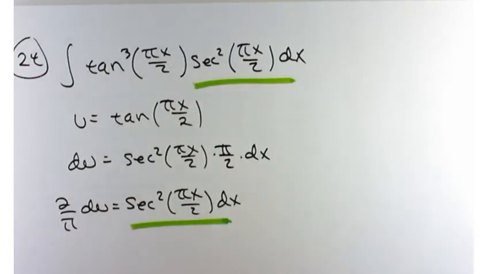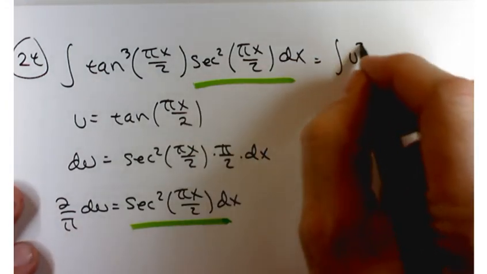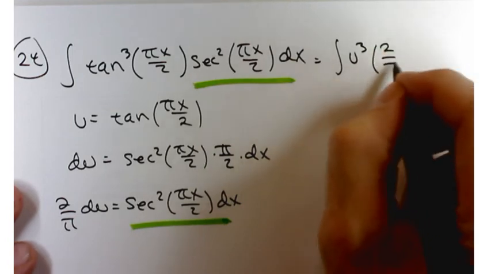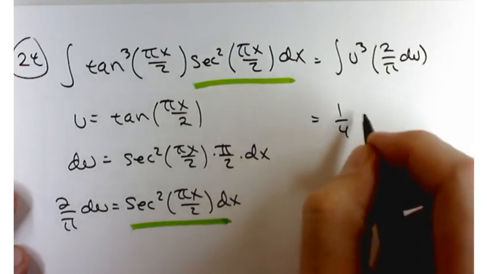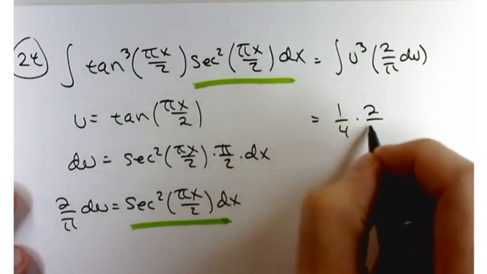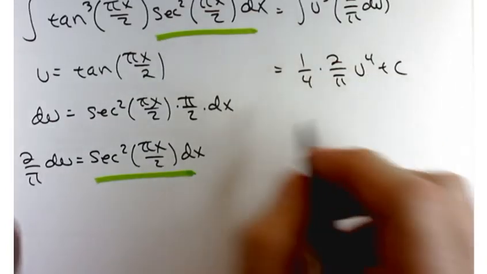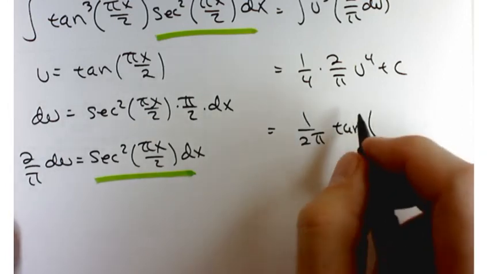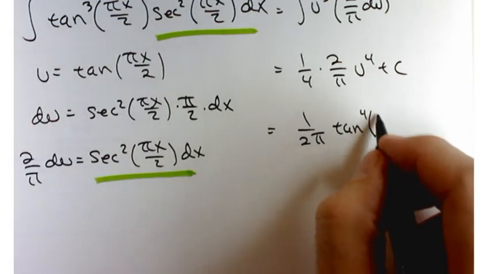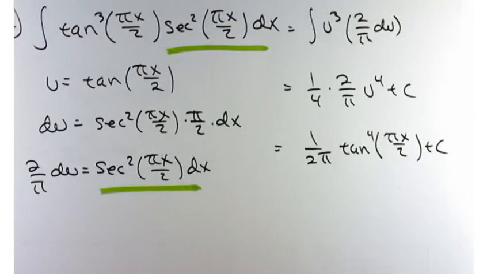So I've got my du term, and this integral turns into the integral of u cubed times 2 over pi du. That's going to be 1/4 times 2 over pi times u to the 4th plus a constant. That's going to give me some cancellation. I'll end up with 1 over 2 pi times tangent to the 4th of pi x over 2 plus our constant. How many people got that one? Yay, good deal.